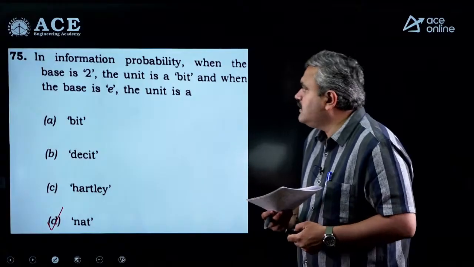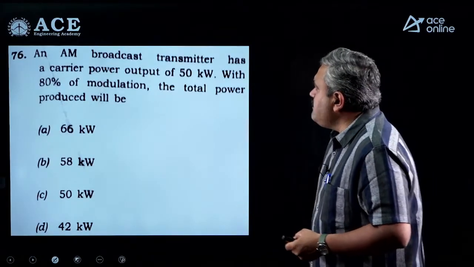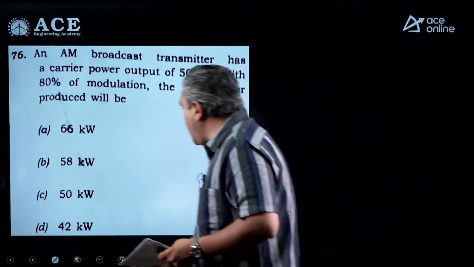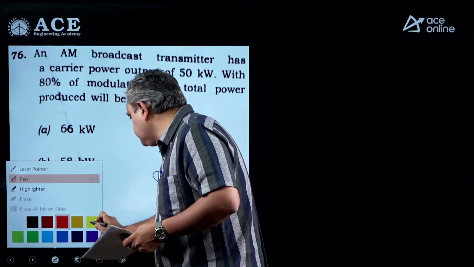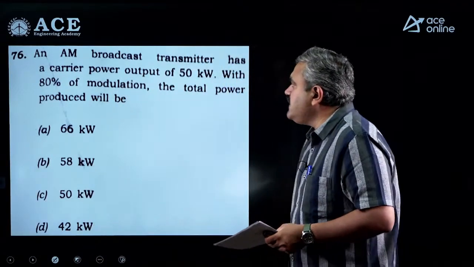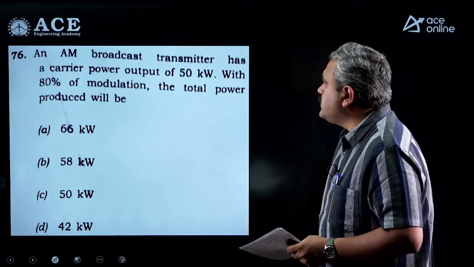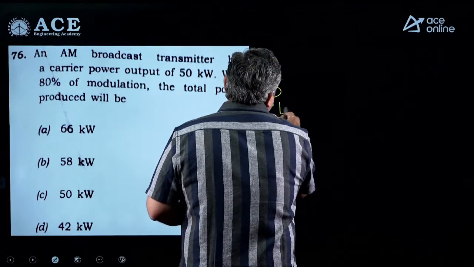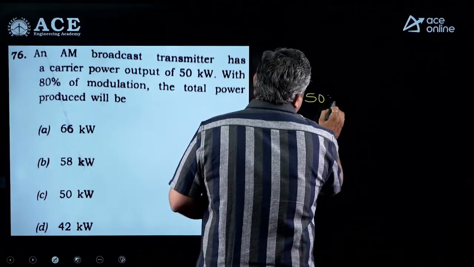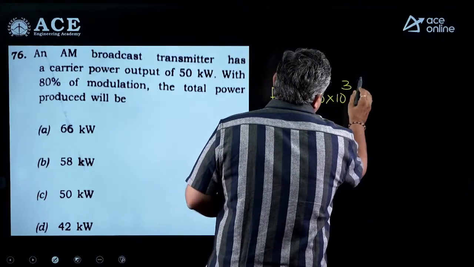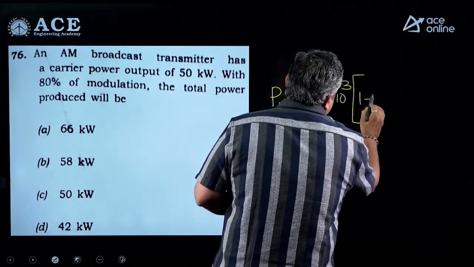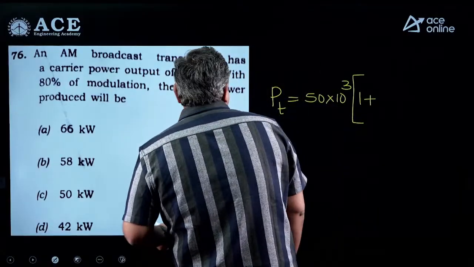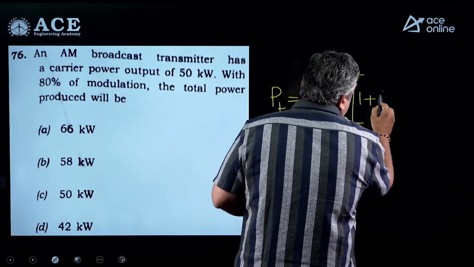Next, AM broadcast transmitter has a carrier output of 50 kilowatt with 80% modulation. What is the total power? So what is the total power here? Carrier power is 50 kilowatt, so 50 into 10 cube. PT equal to PC into 1 plus mu square by 2. So mu is 0.8, when you square it becomes 0.64 by 2.